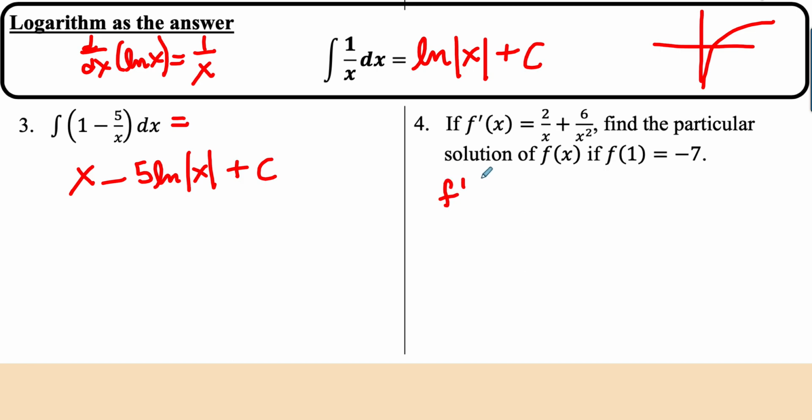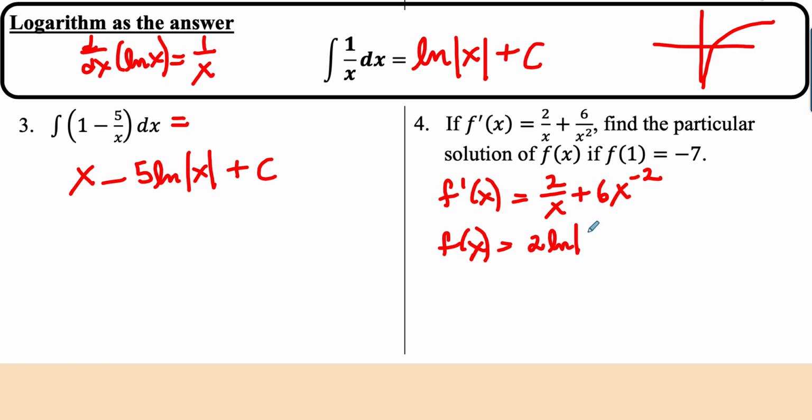We might want to write it this way. Now this is 2 over x, but this is a power rule here. This is 6x to the negative 2 power. So f of x will be equal to 2 natural log of absolute value of x plus 6x, and add 1 and then divide by that same power plus c.